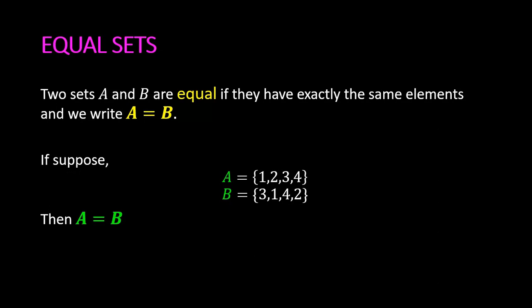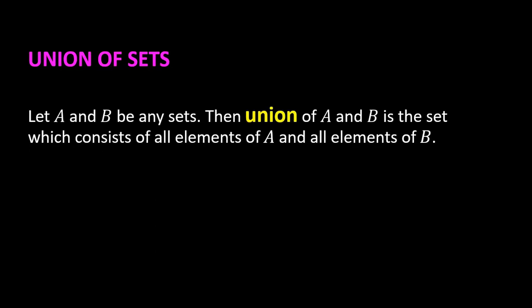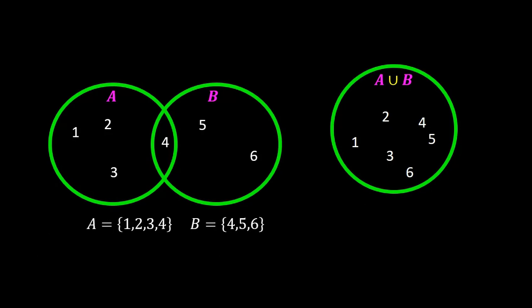Next we define union of sets. Let A and B be any sets. Then union of A and B is the set which consists of all elements of A and all elements of B. We denote this by A, this U sign, B. So let us see this example. If we have this set A as 1, 2, 3, 4, and B as the set 4, 5, 6, then A union B will have 1, 2, 3, 4, 5, 6. Please note that this element 4 which is in A and B will not be repeated. It will just be 1, 2, 3, 4, 5, 6.